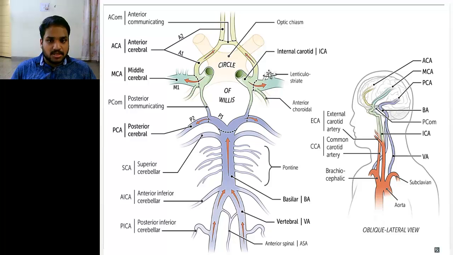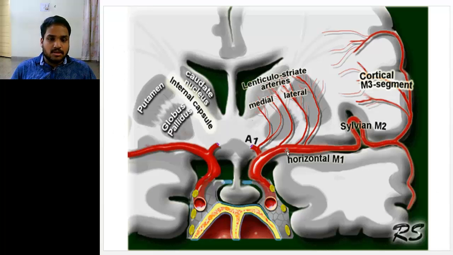In this you can see the deep penetrating branches. These are called the lenticulostriate branches of the middle cerebral artery. You can see this is the horizontal M1 segment. From there the deep penetrating branches, the lenticulostriate arteries, arise, and these supply the caudate nucleus, the putamen, the globus pallidus as well as the posterior half of the internal capsule, right? So that is the lenticulostriate arteries.